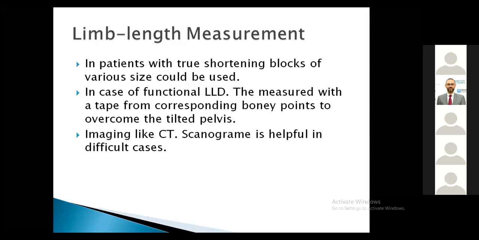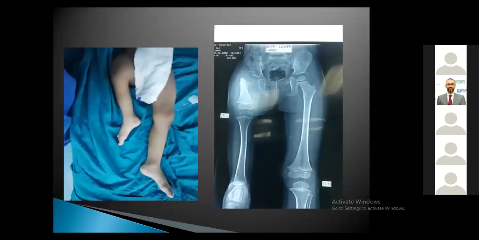Usually, we use the anterior superior iliac spine to the center of the medial malleolus. These are the two corresponding points on both the right and left lower limb. Imaging like CT scanogram is helpful in difficult cases. This is a very difficult case. This is what I'll talk about.